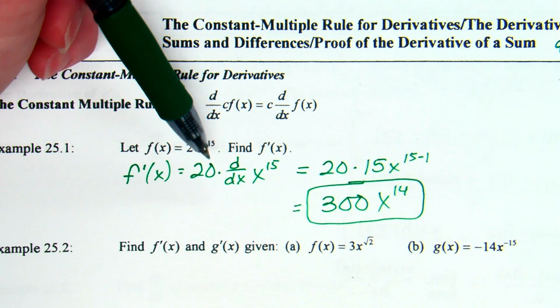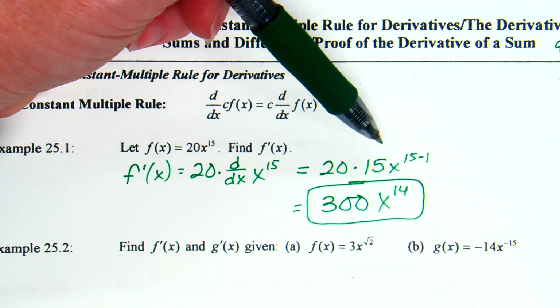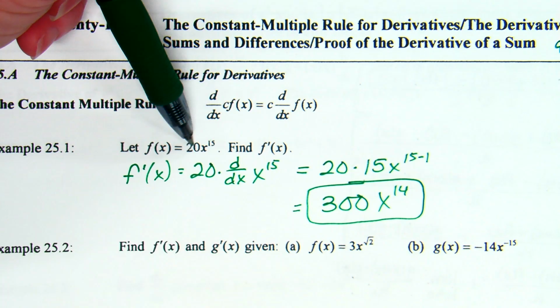The short of it is, I'm not expecting you to necessarily write it out like this. You can just give me an answer: you take the 15 out front, so 15 times 20 is 300, subtract 1, 14. That's a stretch for me to write out work on that one. Okay? Okay, example 2.